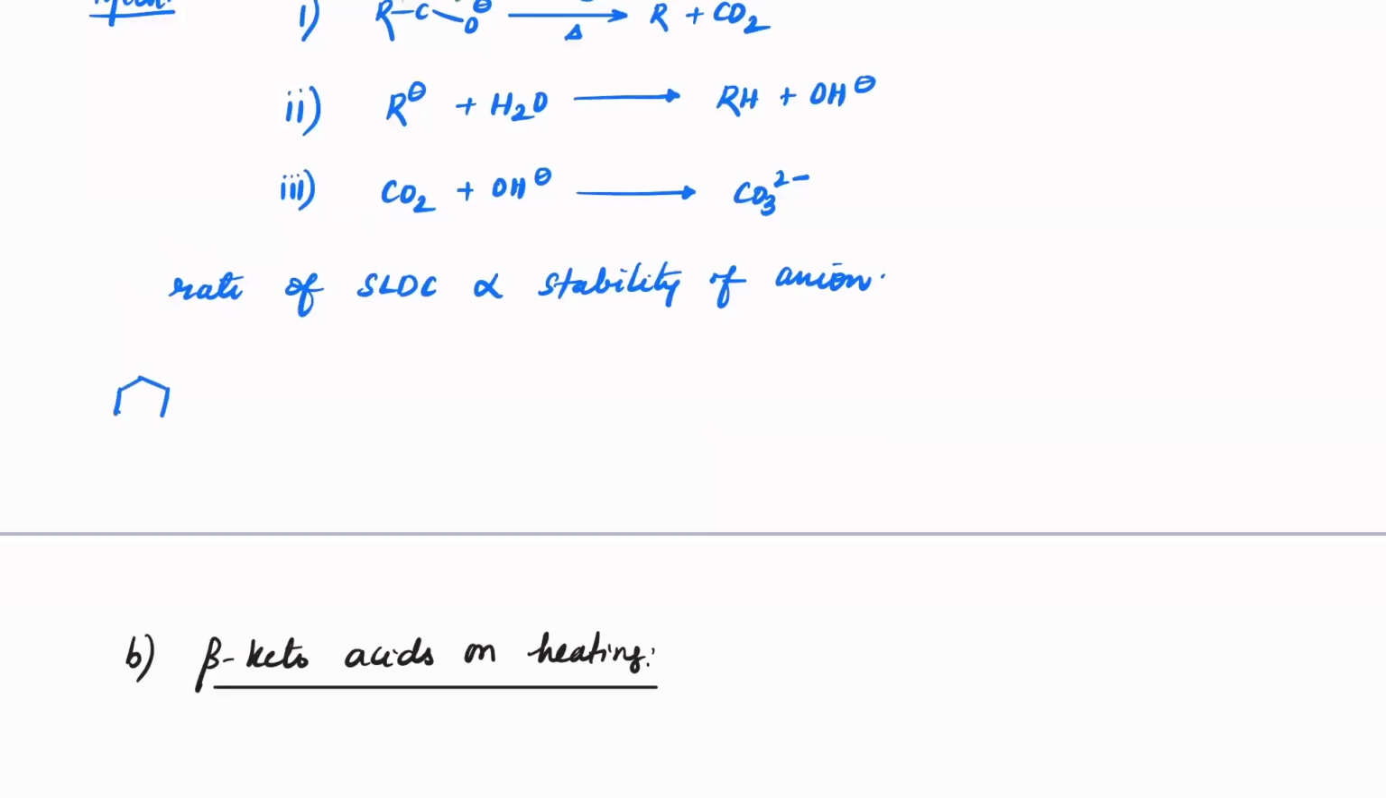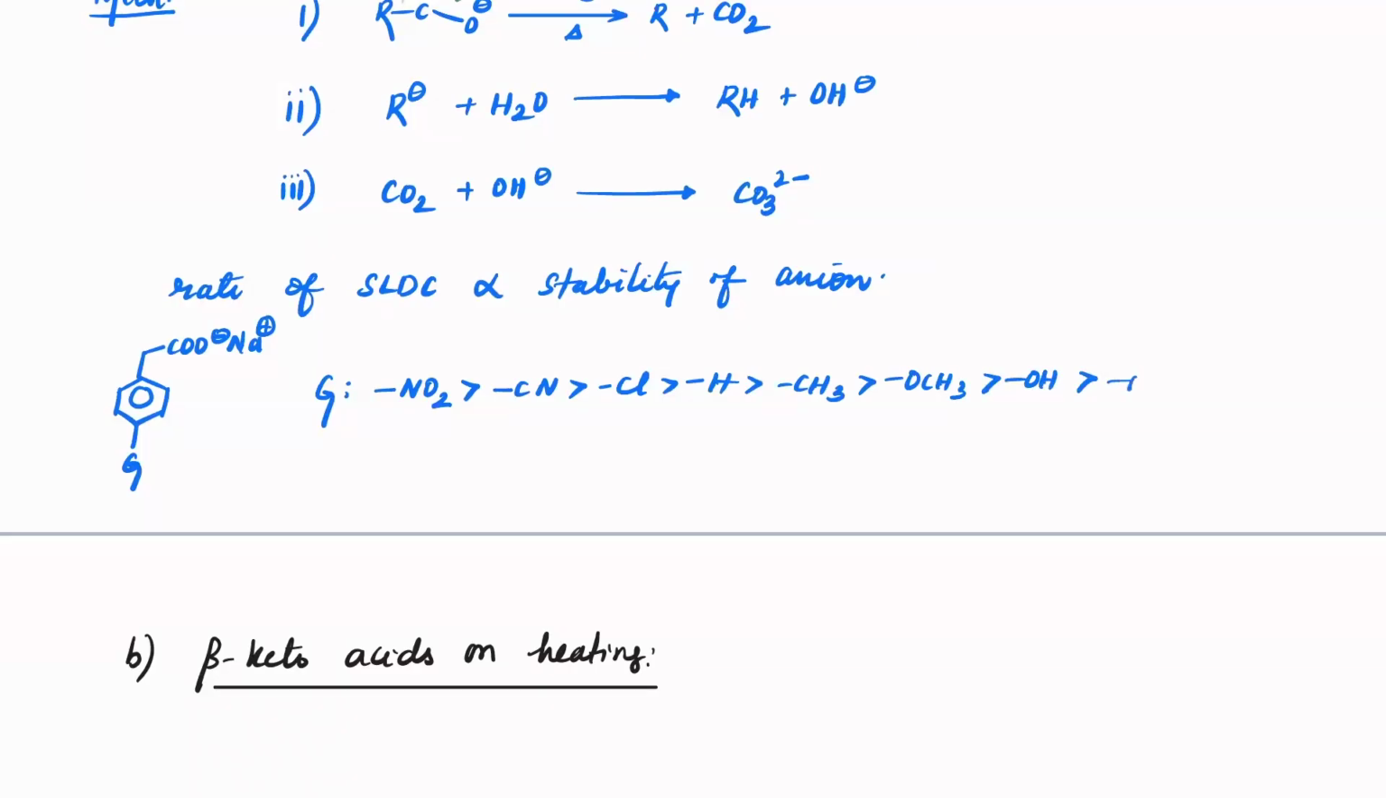On that note, just let me recall this example once. If you have a COO minus Na plus salt with some group G, as long as this group is withdrawing, it will stabilize the carbanion. So for G, in case you have NO2, it will be strongly withdrawing, then cyanide, then chlorides, then hydrogen. And from CH3 onwards, it is donating: OCH3, OH, and NH2. So this is the order in which soda lime decarboxylation is being done.